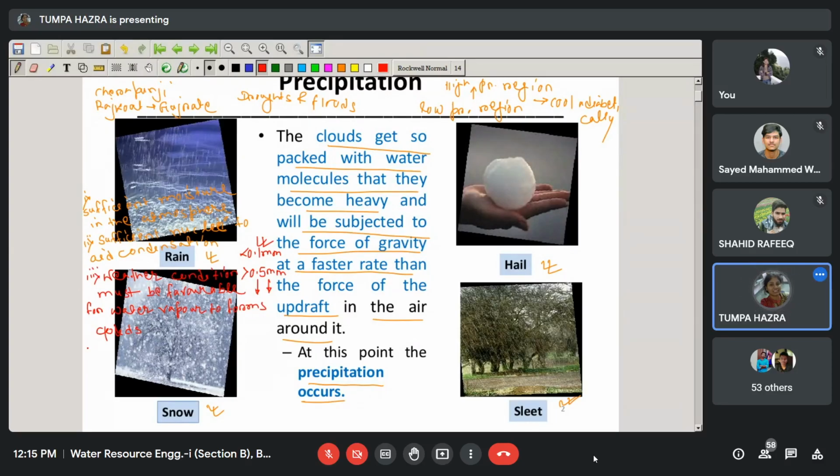So the fourth point for the favorable conditions of precipitation is that the products of precipitation must reach the earth. So if these four conditions are fulfilled, then precipitation will occur.